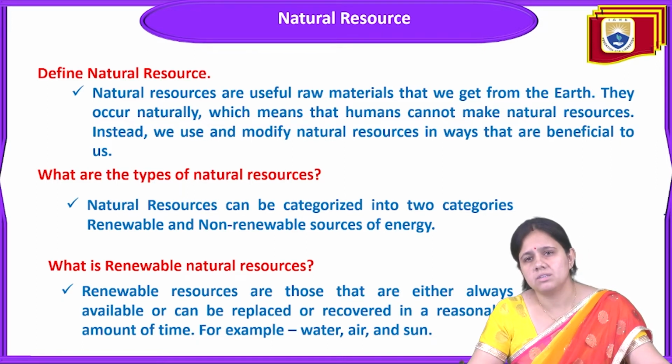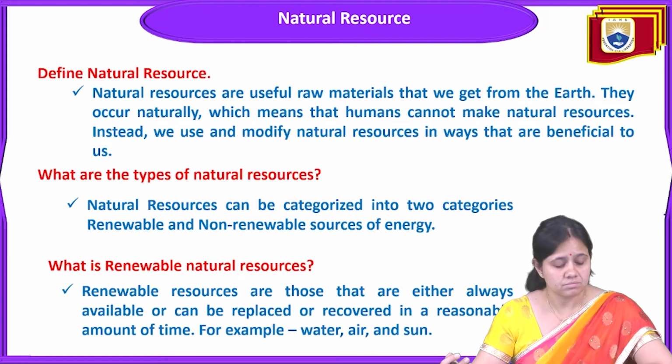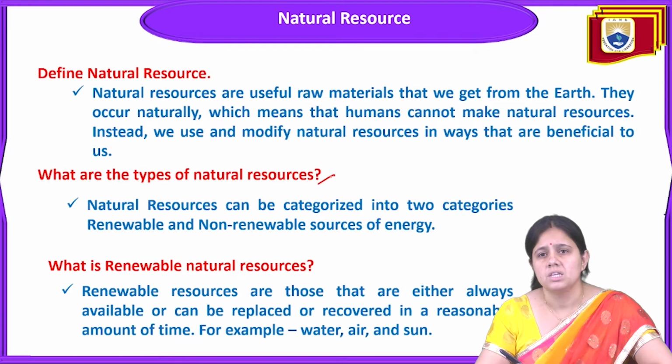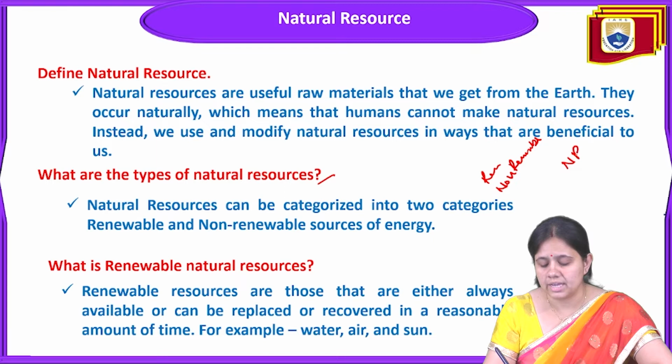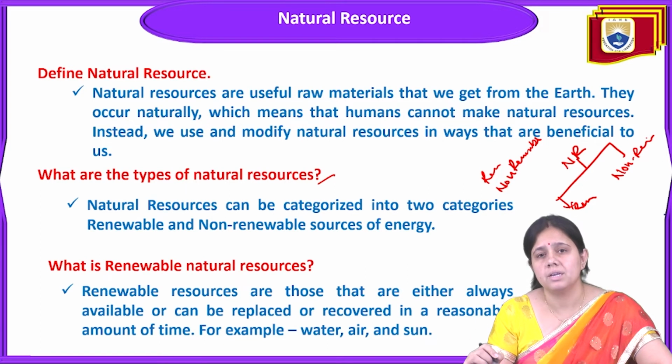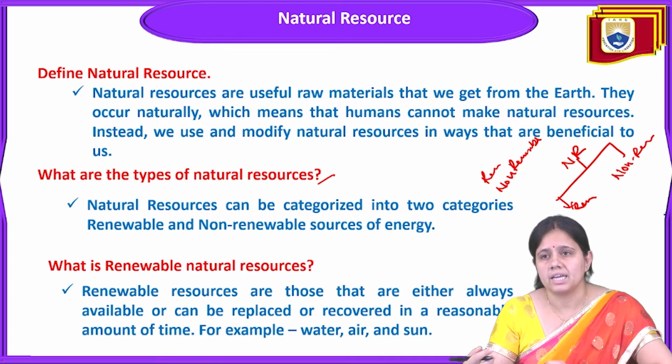The next thing about natural resources is: what are the different types of natural resources? Natural resources are categorized into two types, that is renewable and non-renewable. As the names mean, renewable means those natural resources we can utilize again and again. As the name says, renew, we can renew it again and again. And non-renewable is what we cannot renew, and we will use it only once.